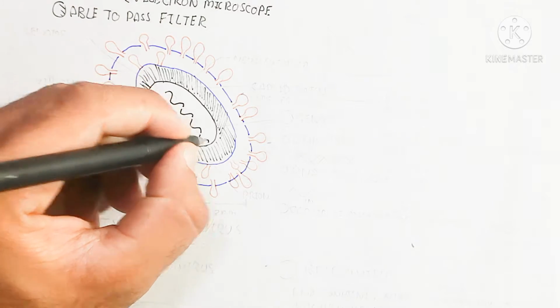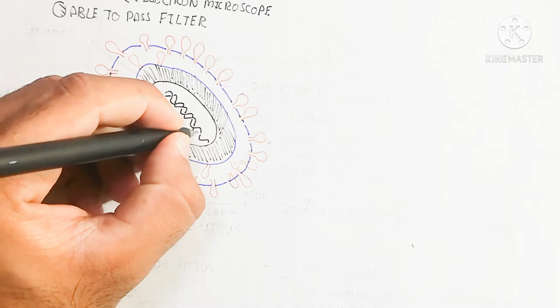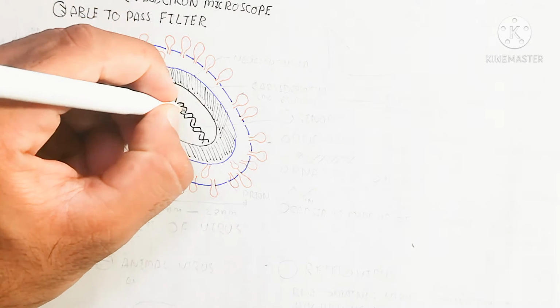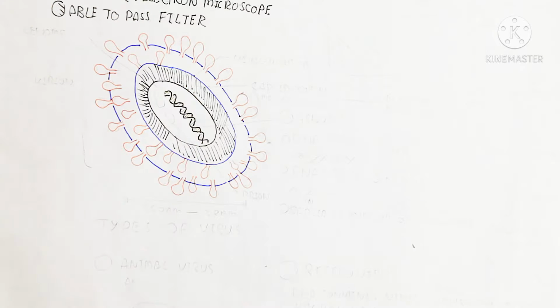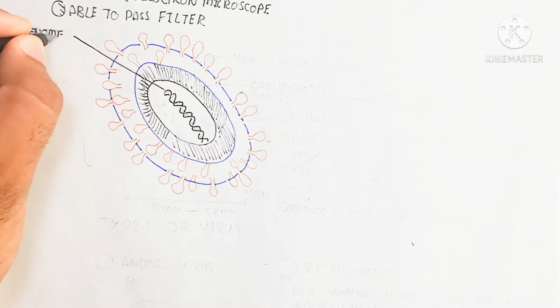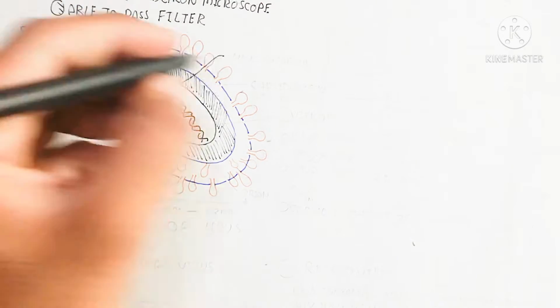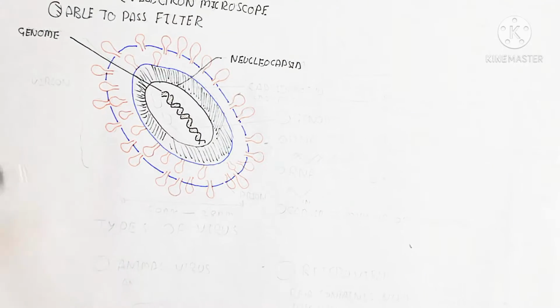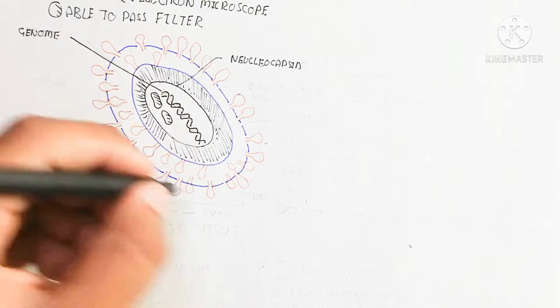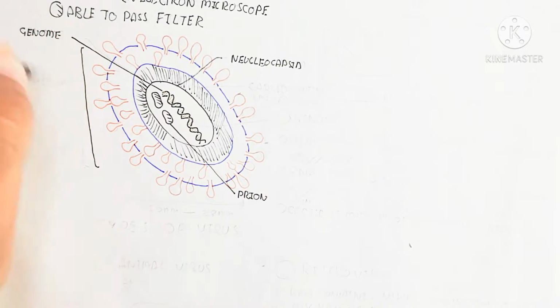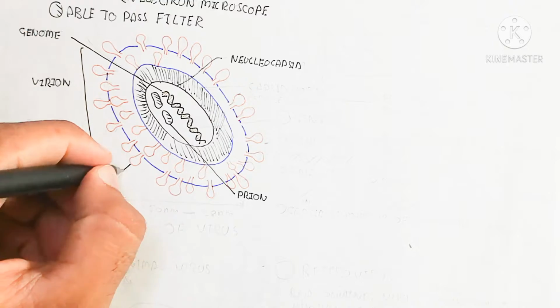Here is the general structure of the virus, so we can understand it well. The DNA inside is covered by the capsid. The capsid is a protein coat made up of smaller protein peptides, while the genome is present inside. The genome can be DNA or RNA, double-stranded or single-stranded. We will discuss that.